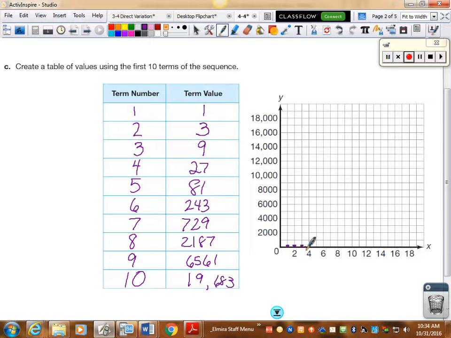4 and 27. Mrs. Andrews, why on earth does this count up to 18,000? Well, our final point's going to be 19,683. See how these numbers started small, but then quickly blew up. So these first several values are going to pretty much rest right on top of the x-axis. When you're counting 0 to 2,000, there's not a heck of a lot of difference between 1, 3, or 9, or 27 for that matter. So 4 and 27.